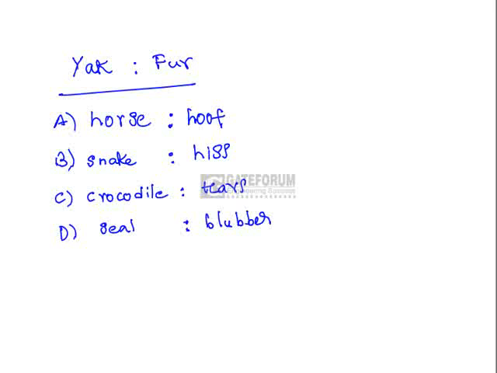Seal and blubber. Seal is the marine creature and blubber is the protective layer of it. See, the commonality in the question pair is fur is the layer of yak which is put for human use. Similarly, blubber is the layer of a creature, seal, which is put to human use. Therefore, the best answer here is D. See, hoof cannot be put to human use, it's not a protective layer which can be put to human use. Therefore, the best answer is D. We go with D as a choice.